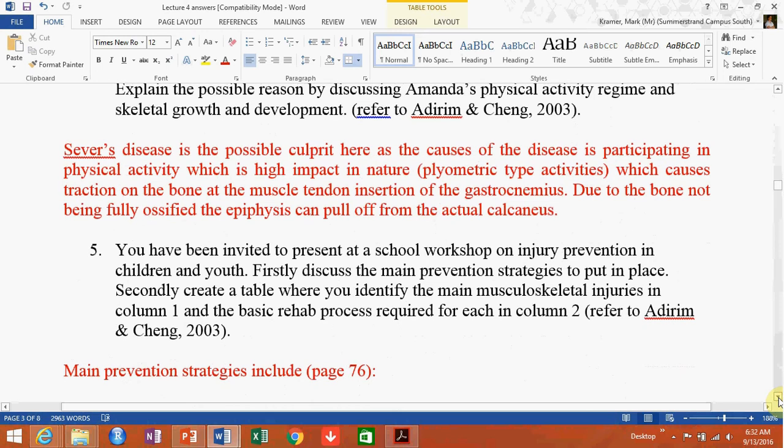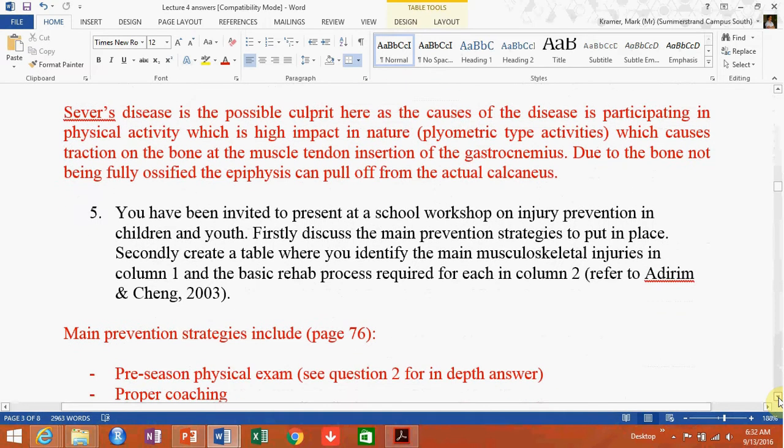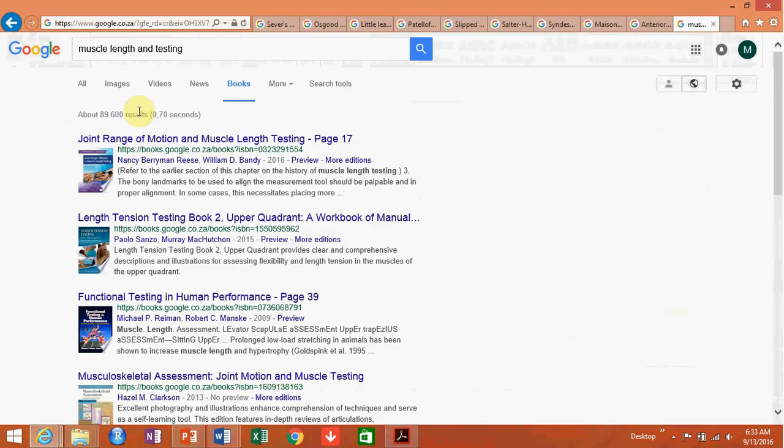Okay, so a common problem that we experience in children, and also something to consider when you're working with children, is the intensity and high loads and lack of strength and conditioning training that we do with children. We normally just focus on the sport and not enough on the strength and conditioning. So let's have a look at Sever's disease.